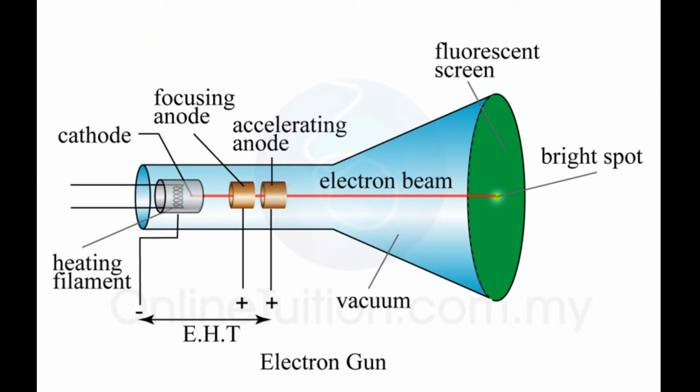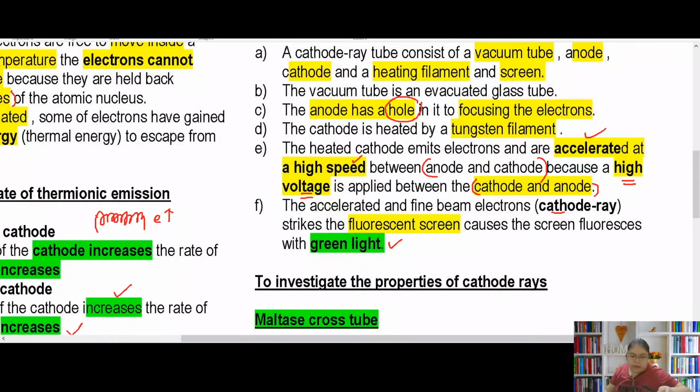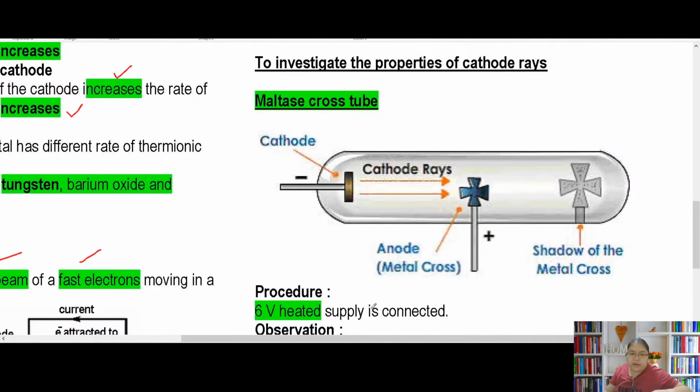Okay, then we continue with the investigation. We need to investigate one by one whether the characteristics of the cathode ray are correct or not. Now, the first step is to investigate the properties. There's a Maltese cross tube. They put a Maltese cross tube at the center, because later they want to see whether the cathode ray goes straight or not.